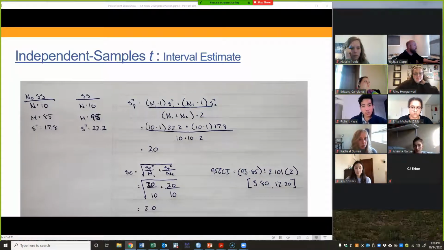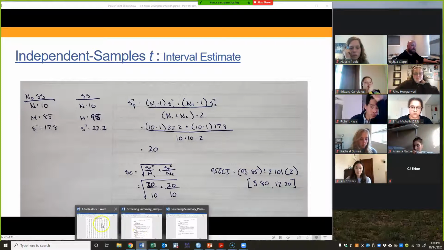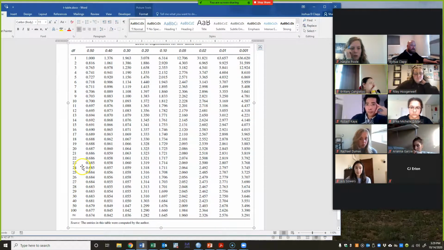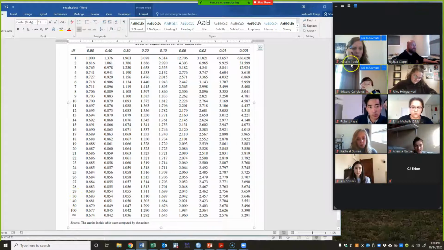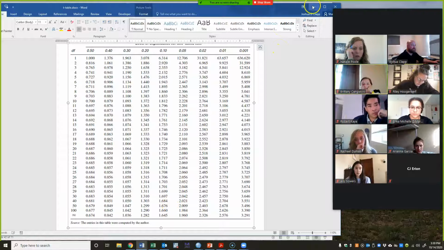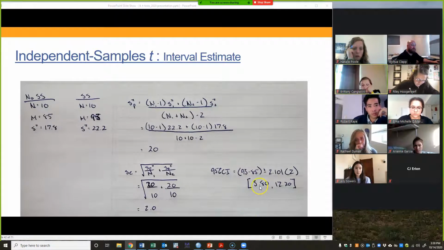But that's another way you can get that if you can't find the critical value for your degrees of freedom exactly on here, right? Because you get 29, 30, and then we jump to 40, 50, 100. You won't always be able to find that in tables. Okay, so I've got my critical value multiplied by my standard error. It's going to give me a confidence bound or interval estimate of 3.8 to 12.2.